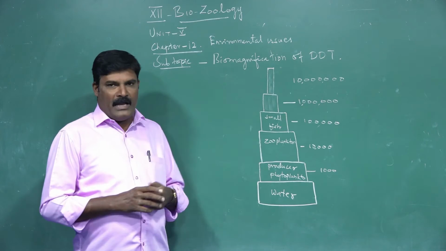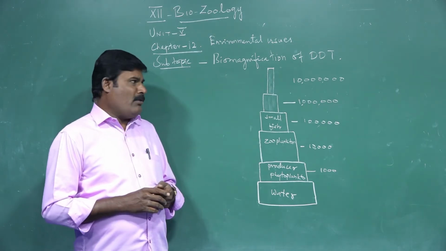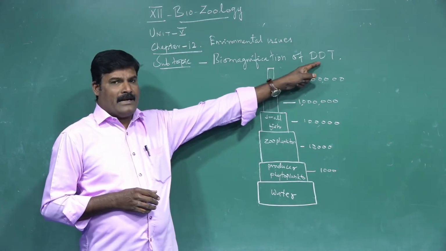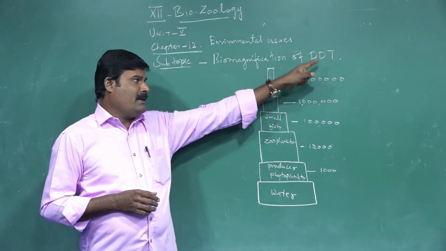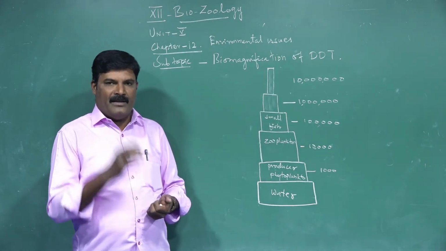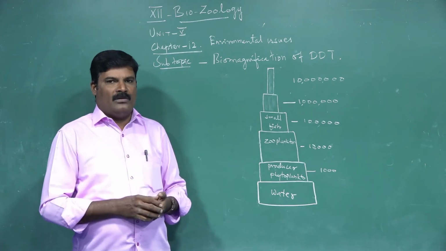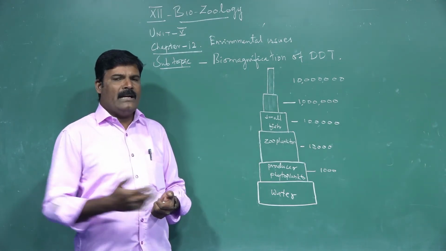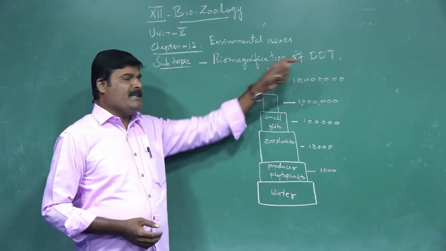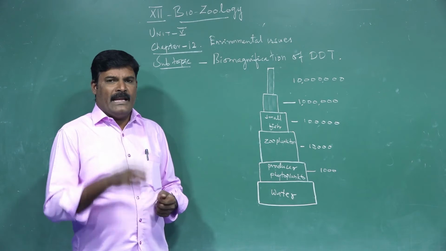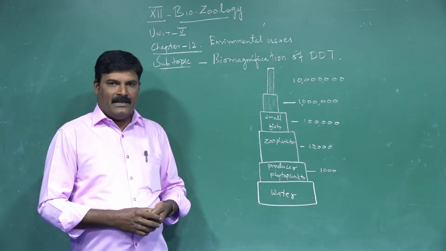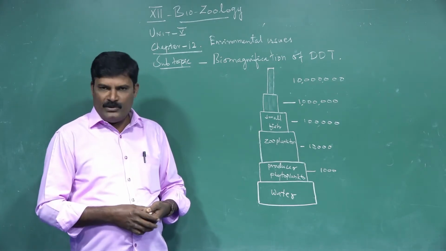Now, biomagnification of DDT. DDT, that is dichloro diphenyl trichloroethane, is one of the important insecticides and pesticides. It is very harmful. It can be transferred by entering into the food chain. The entry of this toxic compound increases toxicity or even leads to a lethal condition. Lethal condition means death of the individual in a food chain.